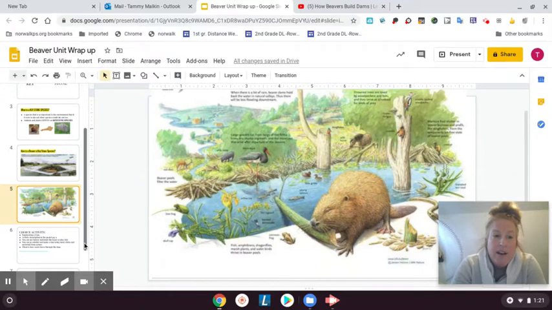Okay, so I'm going to stop for a second, and I want you to just think about all that I have said. Can you answer the question, how does a beaver affect and change the landscape around it?